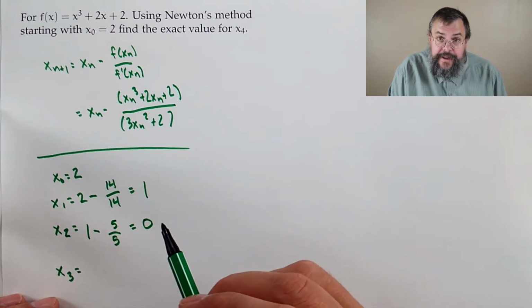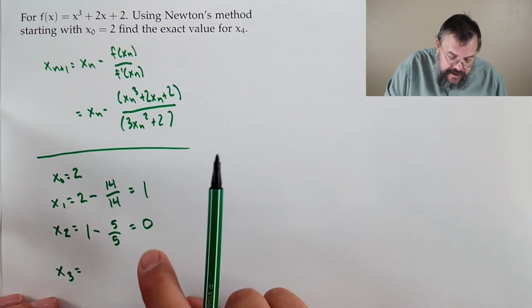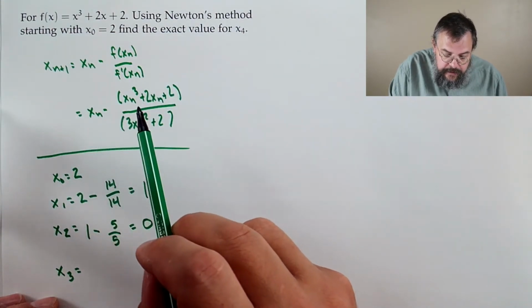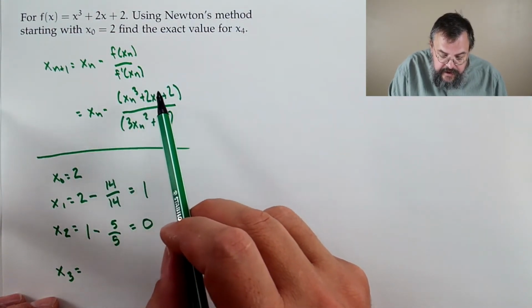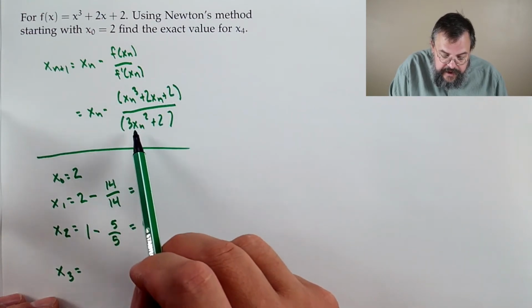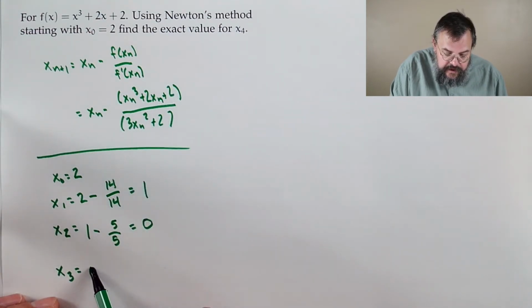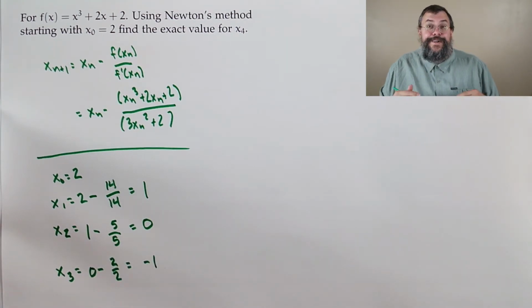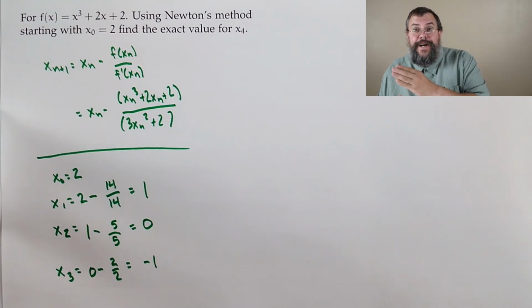How about x3? Okay. Well, 0 is also fun. So we're going to take 0, plug it in, so that's 0, minus, we have 0, 0, 2, and here we have 0 and 2. So it's really 0 minus 2 over 2, which is negative 1. Okay, so we went 2, 1, 0, minus 1.